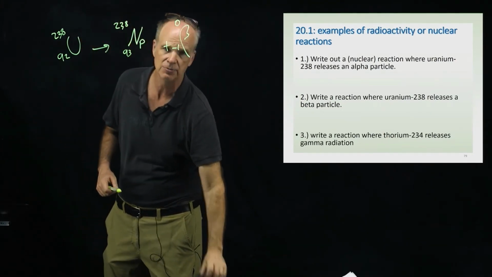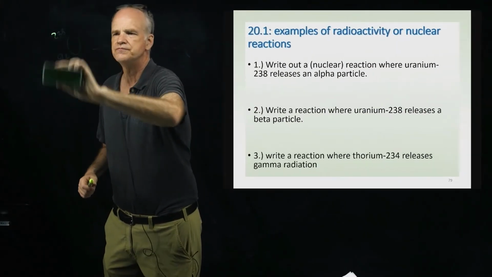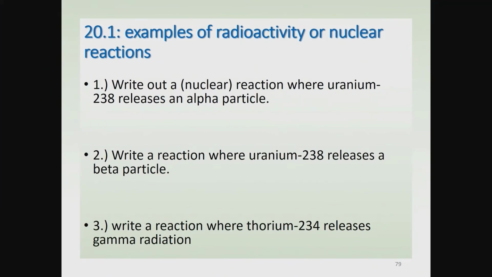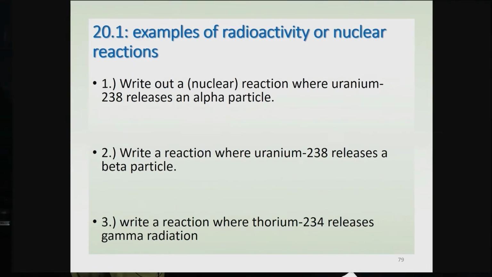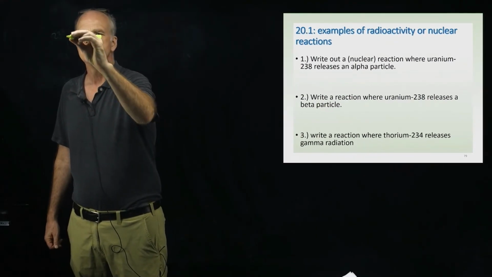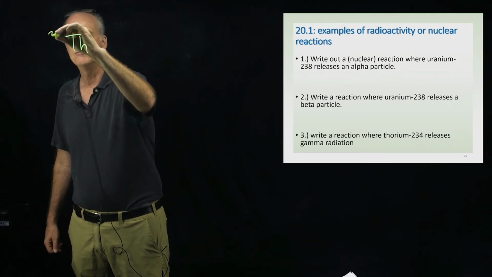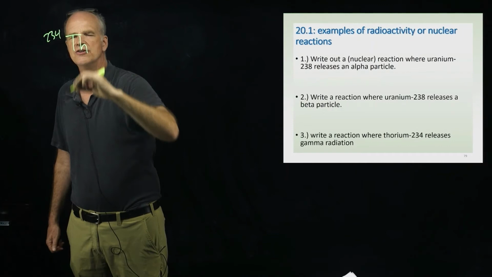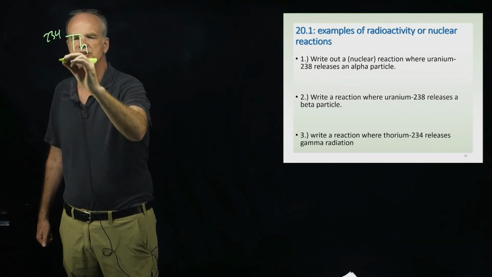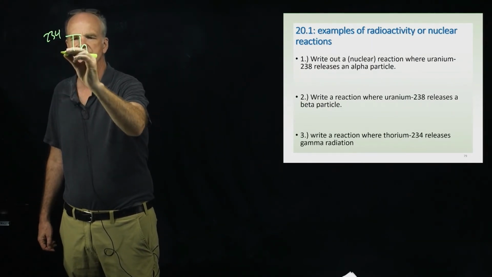Okay, let's do the final problem. Write a reaction where thorium-234 releases gamma radiation. So this is actually pretty simple. Thorium-234, so thorium, Th, is the symbol. The mass number is 234, so that goes in the upper left. Thorium, you can look up its atomic number is 90.